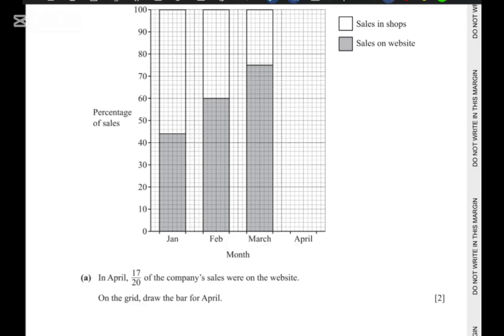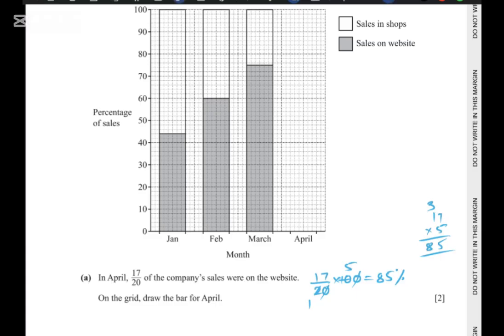For that we have to convert this fraction into a percentage. So 17 by 20 multiplied by 100 will be our method here. Cancel out the zeros. 2 times 1, 2 times 5. So 5 into 17 will be 85. So 85% of sales were on the website. So we have to shade 85% here.